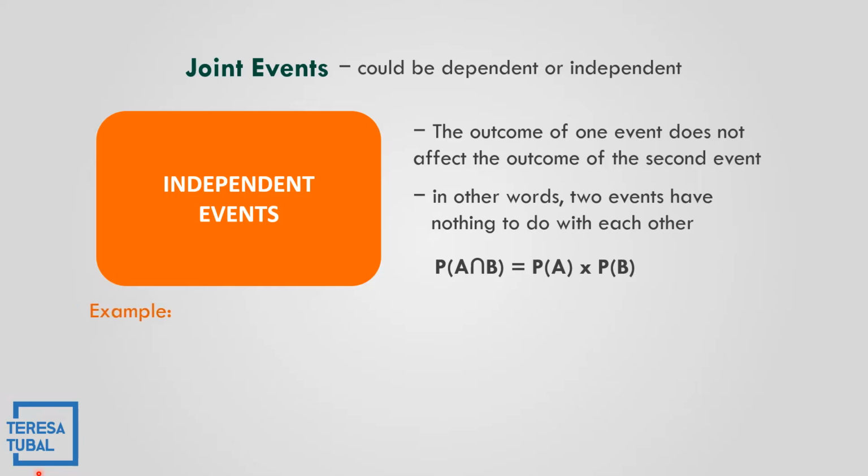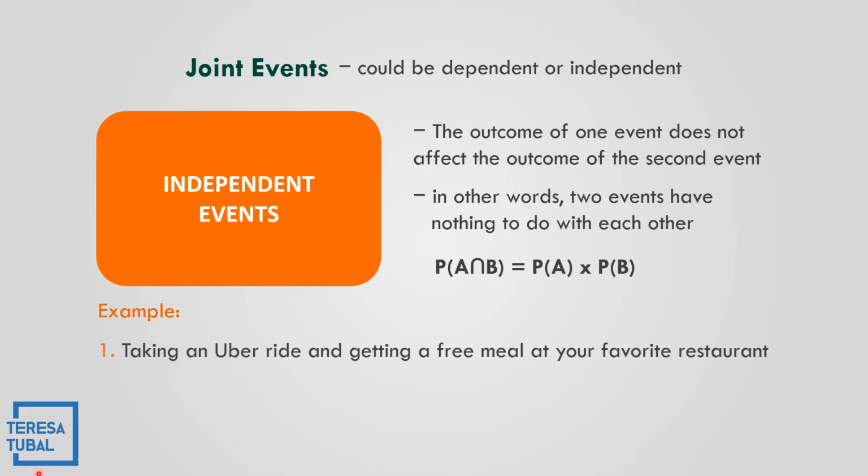The example of the independent events is this one. Taking an Uber ride and getting a free meal at your favorite restaurant. As you can see, these two events, the Uber ride and getting a free meal, have nothing to do with each other. How about example number 2? Growing the perfect tomato and owning a cat. As you can see, these two events have nothing to do with each other.